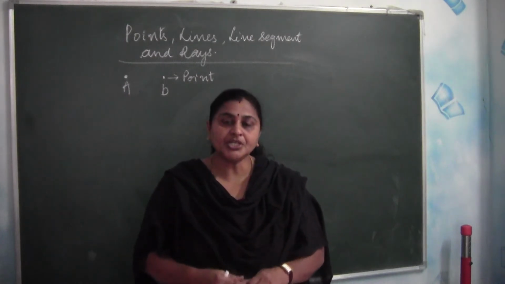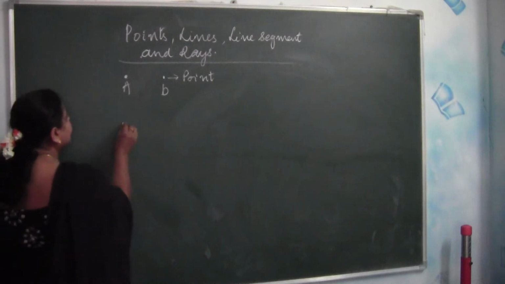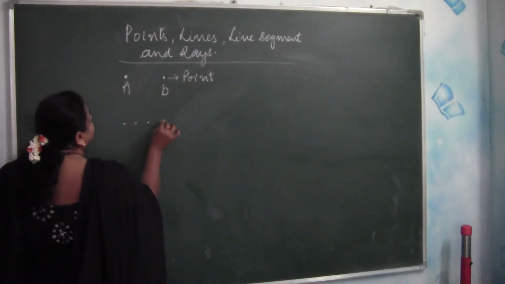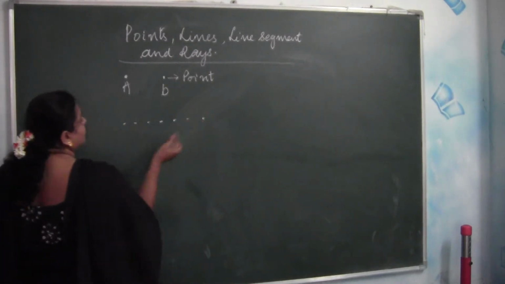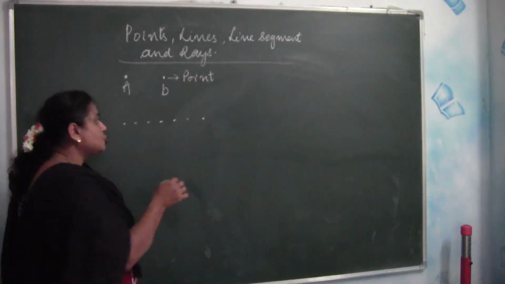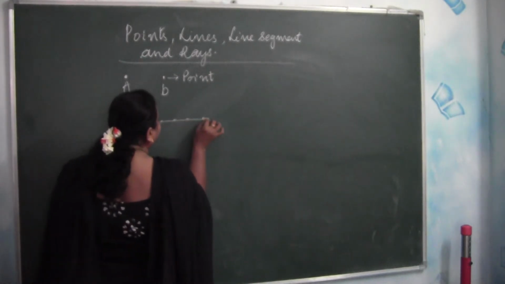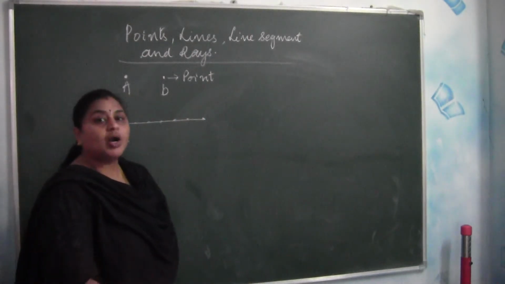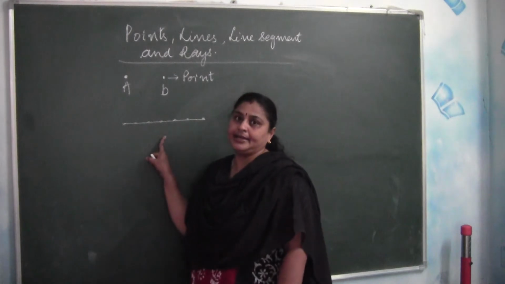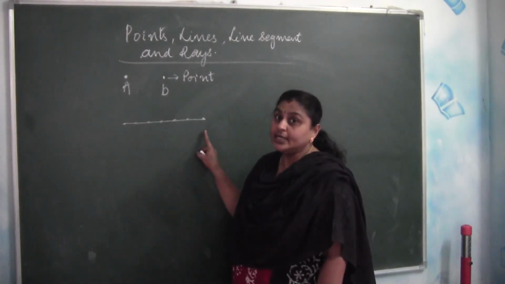Alright. Next, coming to your lines. So, what do we mean by lines? See, what I am doing is marking the points over here. So, if I join all these set of points, what am I getting? Line. I am joining all these set of points. What did I get? Line.